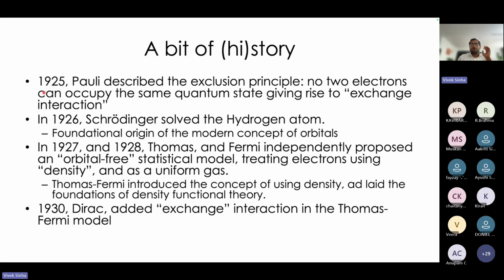And they actually introduced the concept of using density, and that laid the foundation of density functional theory, which you will see later on. So they say that I'll treat electrons using density, and as physicists come up with brilliant approximations, this is sometimes known as the spherical cow approximation. If you have not heard about it, look it up. It's a fantastic joke about how things are simplified and yet we derive value out of it. They said, okay, it's a uniform gas, like an ideal gas, but there are interactions and whatever, but it's a uniform gas. There is no structure in it.